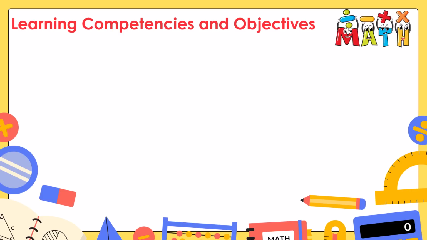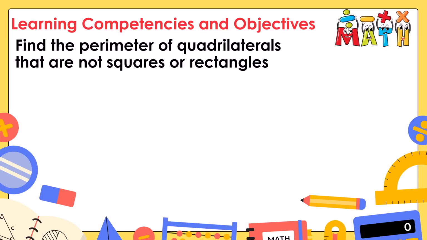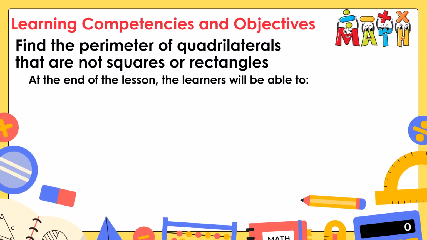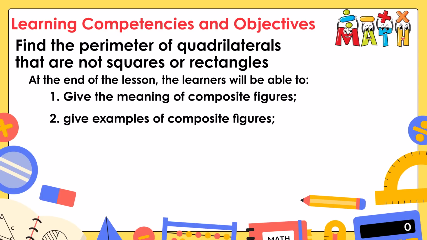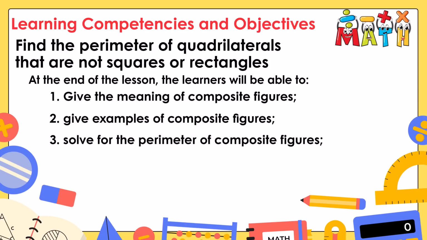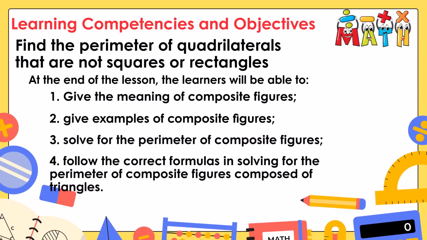Learning competencies and objectives. Find the perimeter of quadrilaterals that are not squares or rectangles. At the end of the lesson, the learners will be able to first, give the meaning of composite figures. Second, give examples of composite figures. Third, solve for the perimeter of composite figures. And fourth, follow the correct formulas in solving for the perimeter of composite figures composed of triangles.